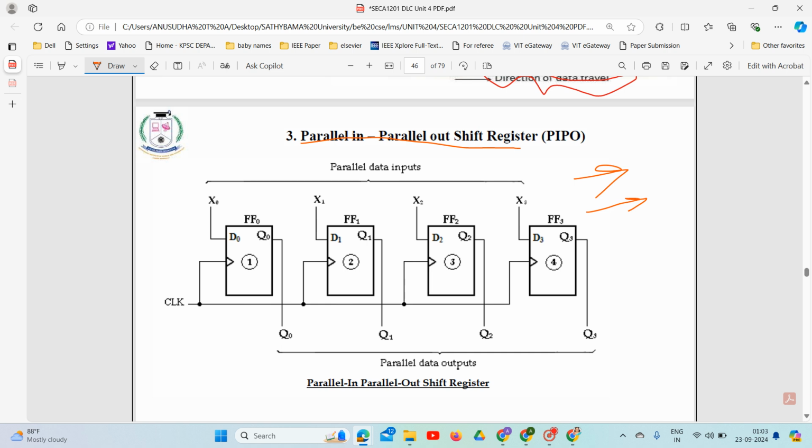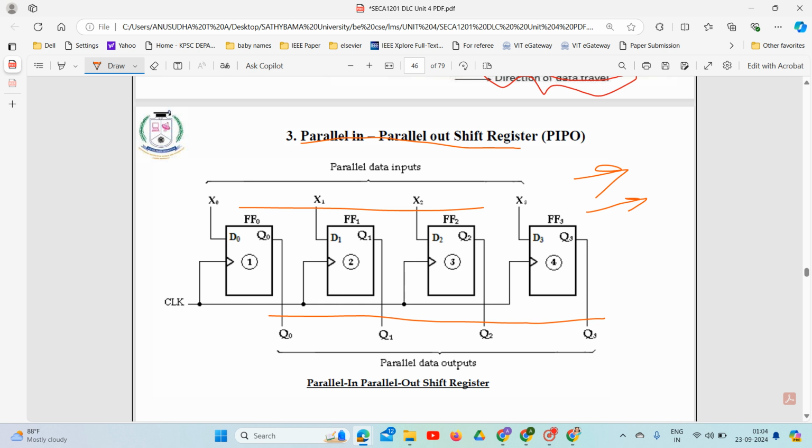For the 4-bit parallel input parallel output register, we need 4 wires to transmit the data and 4 wires to receive the data. So the number of wires is more when compared to the serial input serial output, but the speed of operation is very fast when compared to SISO, serial input serial output. Here, we will take this as a positive edge of the clock.